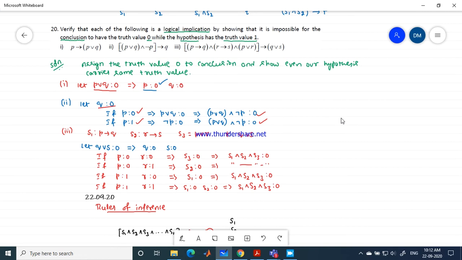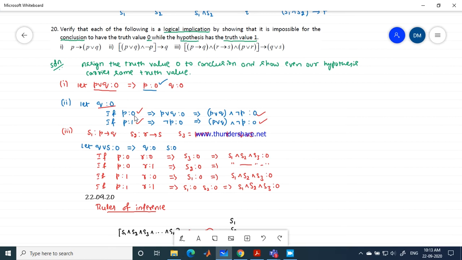What we did here, in these examples, we are first assuming that the conclusion is taking the truth value 0, and we are supposed to show that even the hypothesis carries the same truth value. And that is what we try to do here. We assume P disjunction Q is 0, and we proved hypothesis P is also 0 here. And in this case, whenever I assume Q is a false statement here, we noted that at least one of the premises is false here. That is what we noted.